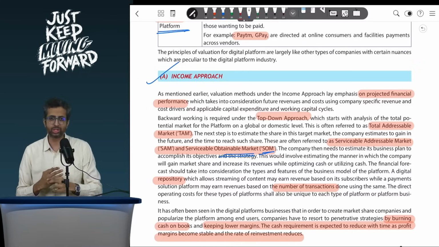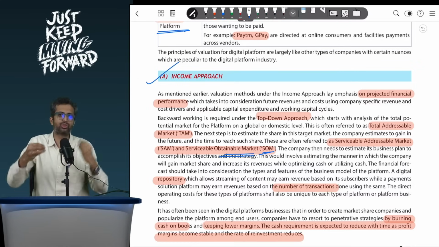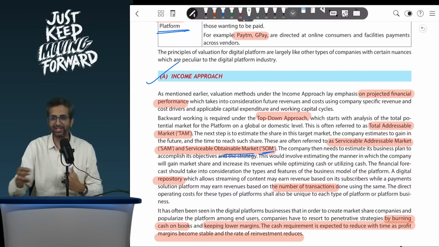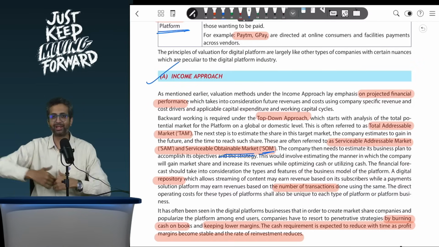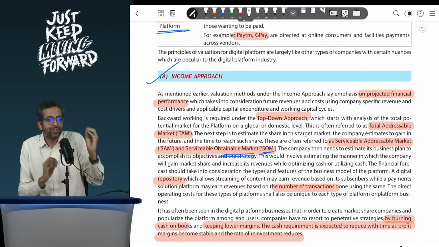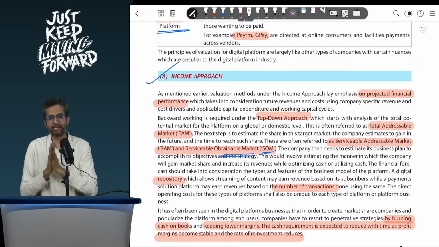What is a TAM? What is a SAM? What is a SOM? If you just know what they mean, you can very easily write pages and pages on it. But for that, you should know what it is. So even if you know what total addressable market or SAM or SOM is, that should kind of suffice.